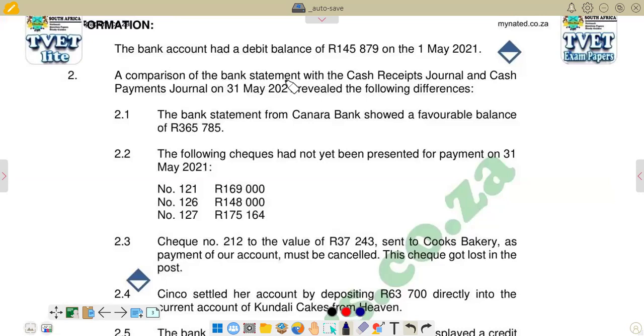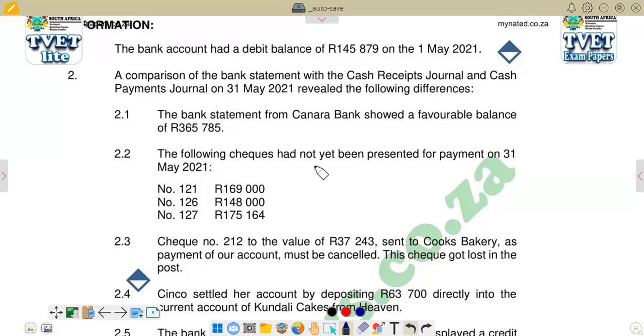Then point number two: a comparison of the bank statement with the cash receipts journal and the cash payment journal for 31 May 2021 revealed the following differences. On 2.1, the bank statement from Canara Bank showed a favorable balance of 365,785. In the preparation of the bank reconciliation statement, this is the balance that you're going to start with. And remember, it's a favorable balance, which means it will be on the credit side of the bank reconciliation statement.